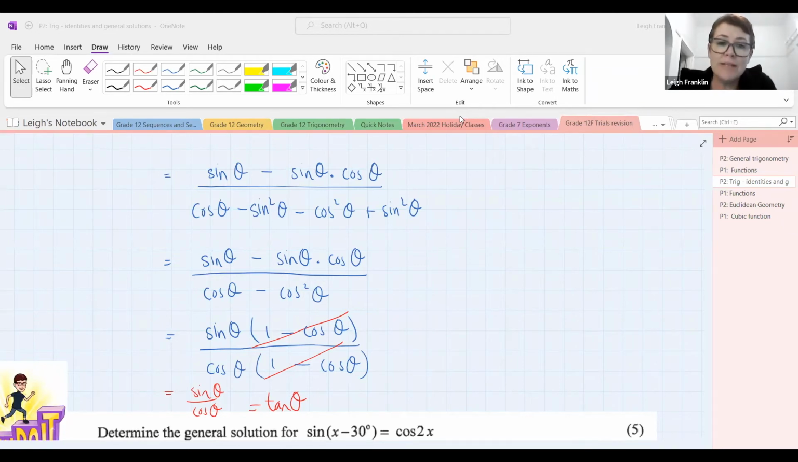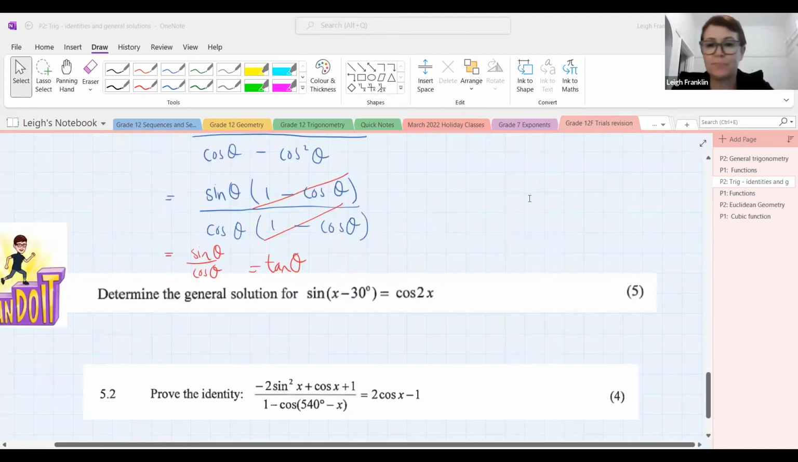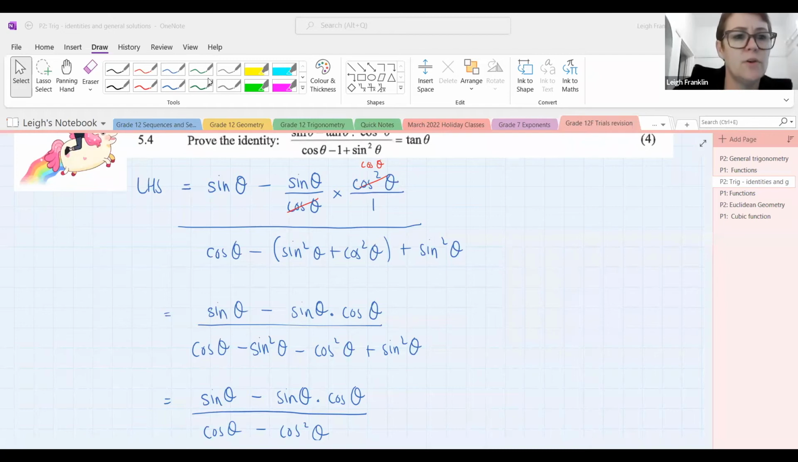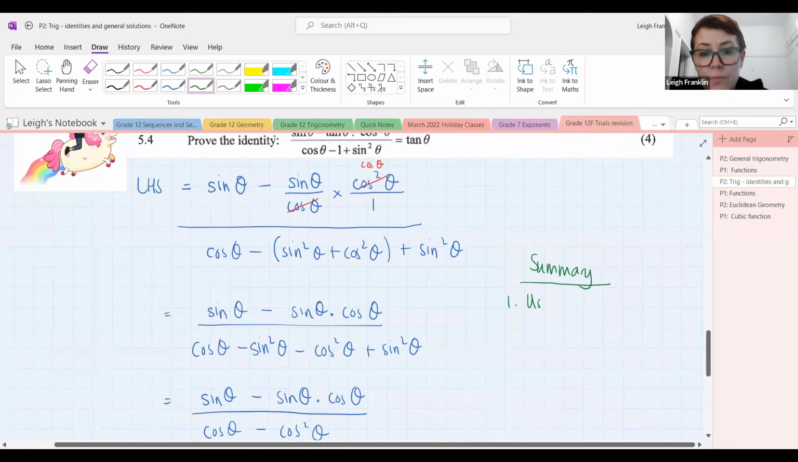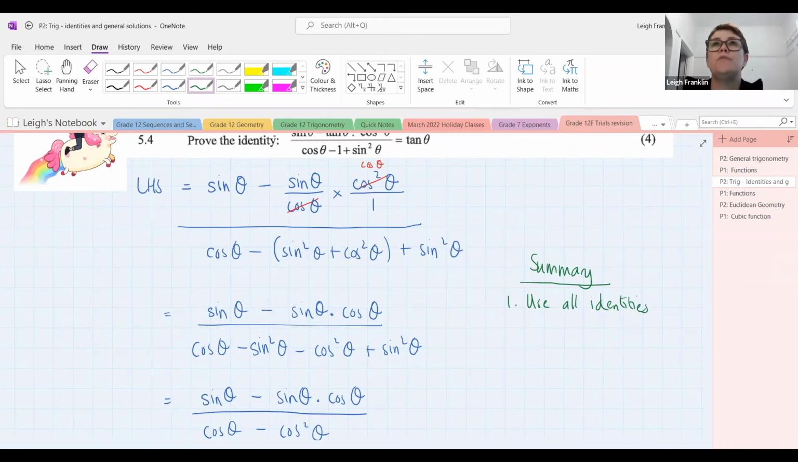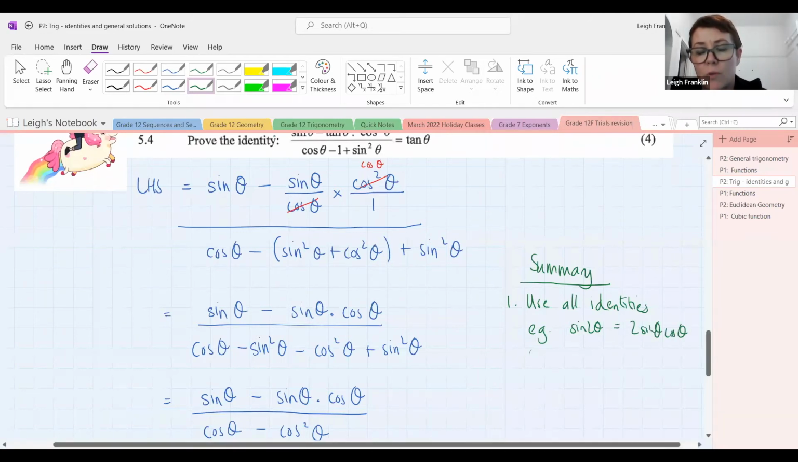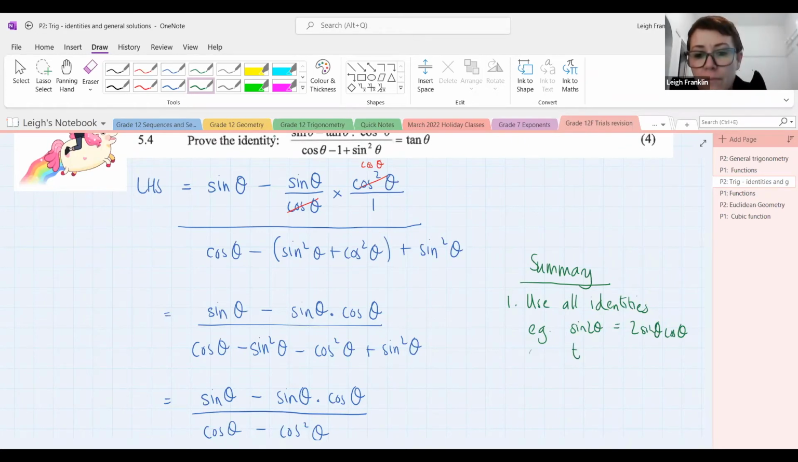So the idea behind these sorts of questions is, let's just put a little summary on the side over here. You need to use your identities. In other words, if you see sine 2 theta, you're going to end up writing that as 2 sine theta cos theta, for example. Or if you see tan theta, you must write that as sine theta over cos theta, right?